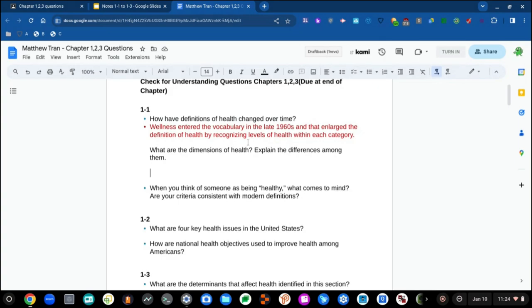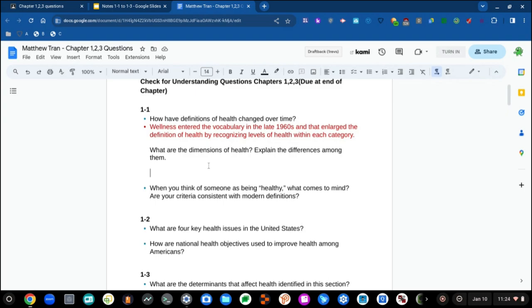Definitions of health have changed over time from focusing on your actual health, and it's changed depending on what they focus on. Of course, it has to focus on your actual health, and now it also checks on things that could be affecting it.